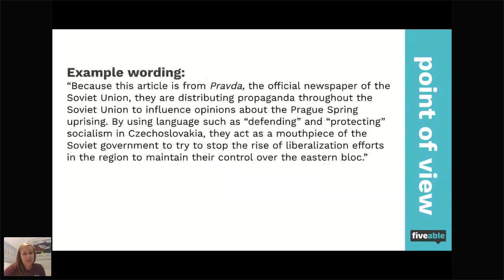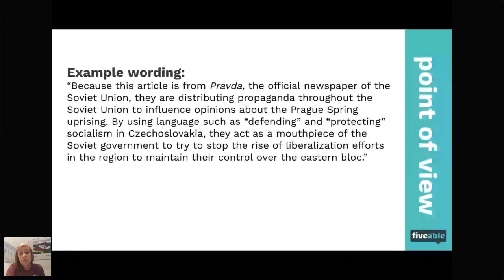So here's how we could see this in an essay in 2 sentences. Because this article is from Pravda, the official newspaper of the Soviet Union, they are distributing propaganda throughout the Soviet Union to influence opinions about the Prague Spring Uprising by using language that is defending and protecting socialism in Czechoslovakia. They act as a mouthpiece of the Soviet government to try to stop the rise of liberalization efforts in the region to maintain their control over the Eastern Bloc.